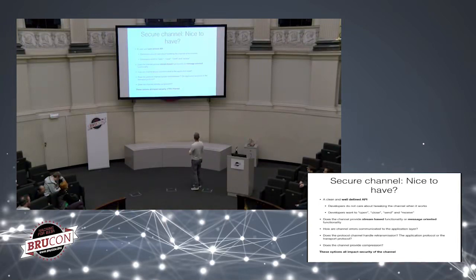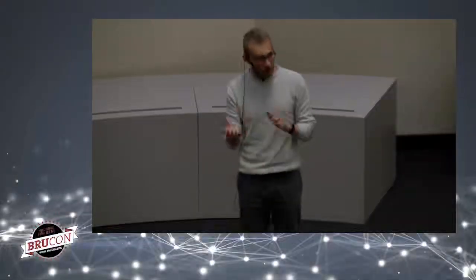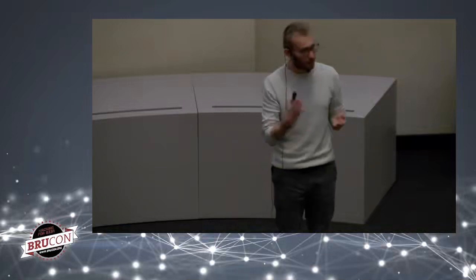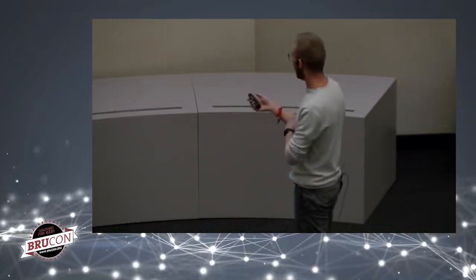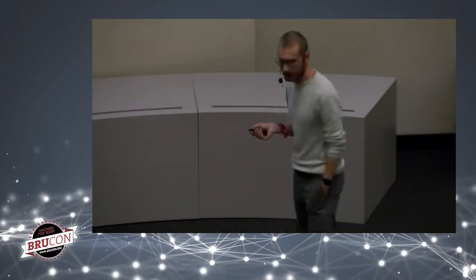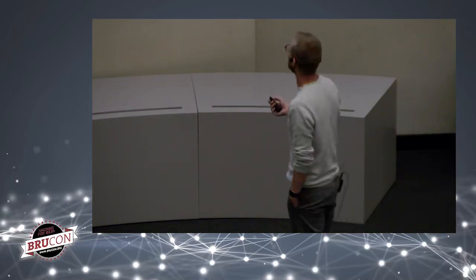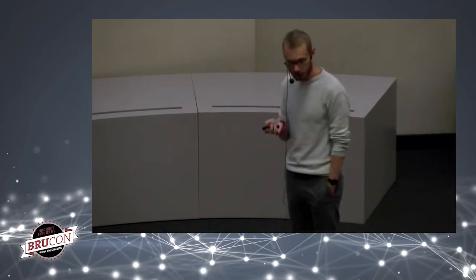Is the retransmission of data handled by the transport layer? Is that handled by the application layer? So somehow the question needs to be answered, which is important for our secure channels. Does the channel provide compression? Yes or no? These are all engineering questions that should be answered while you are designing and building your secure channel. And all these questions, features or properties listed here do have an impact on the security of your link or of your channel. So these are important questions that should be asked.